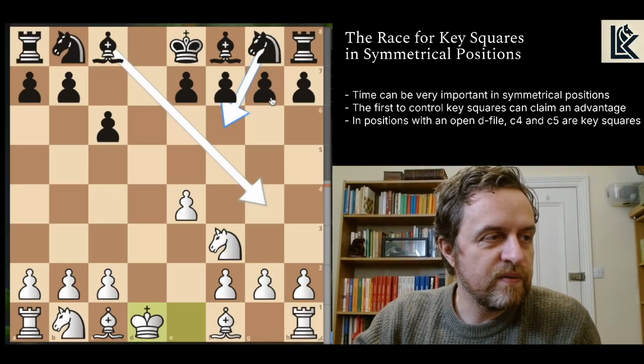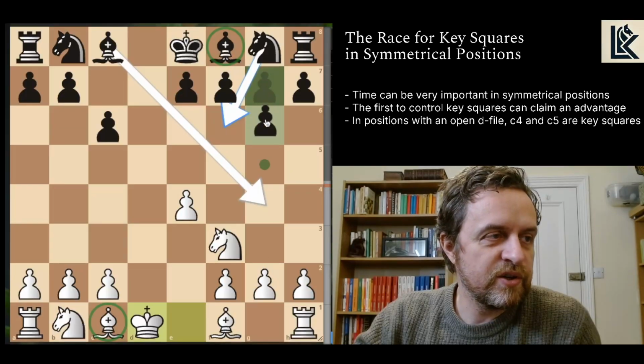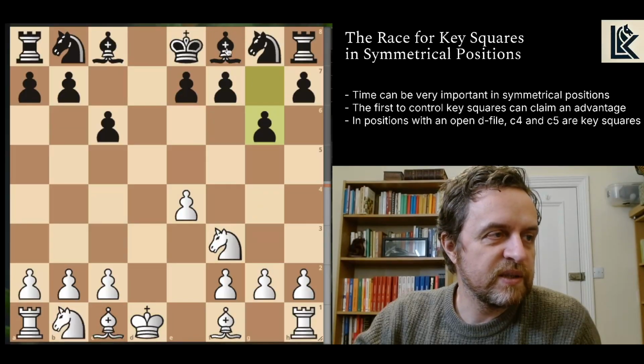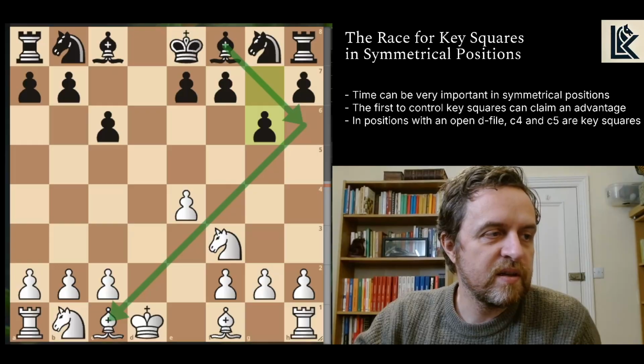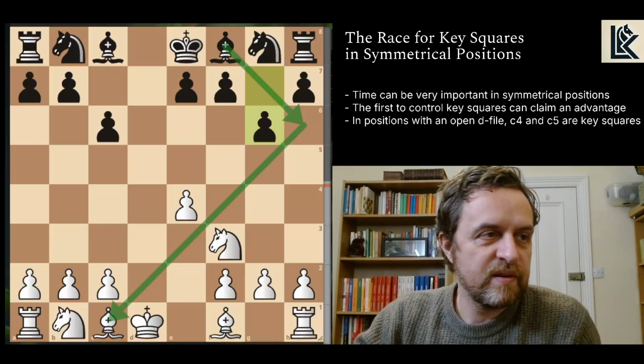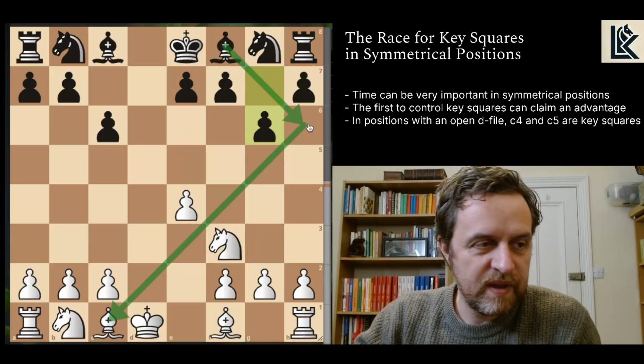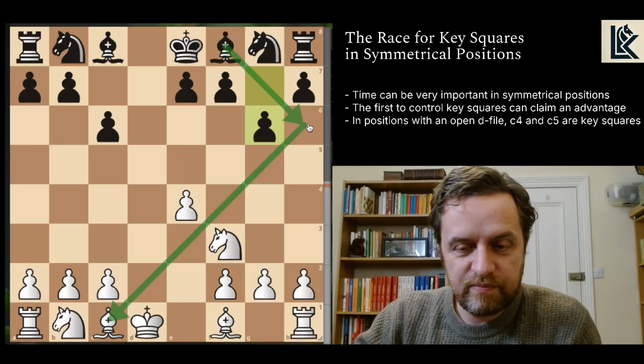Another idea for black is to try to trade the other bishops, and this is more promising. So he can try playing g6 with the idea of playing bishop h6, exchanging the bishop on c1. And again, this is quite a good plan. In fact, this is basically what Mark plays in a slightly different move order.